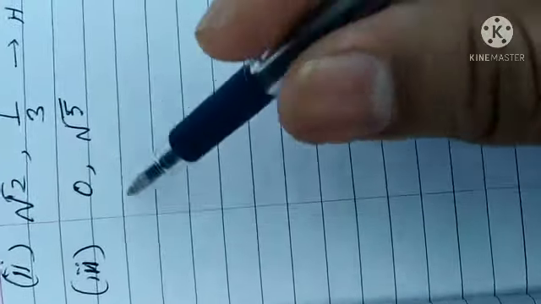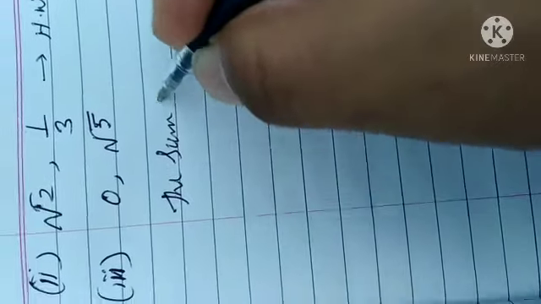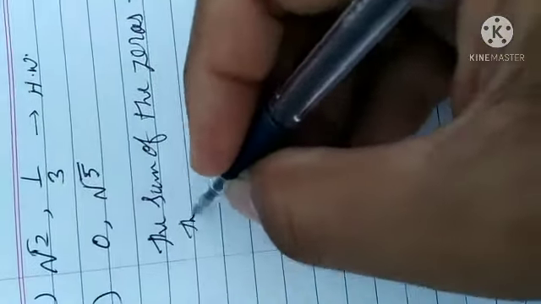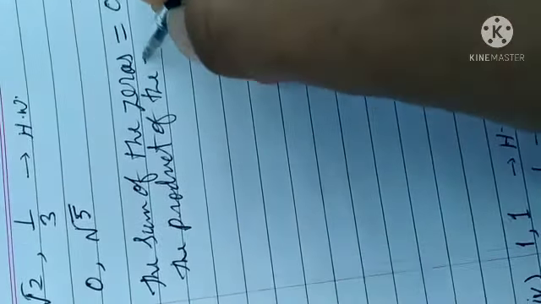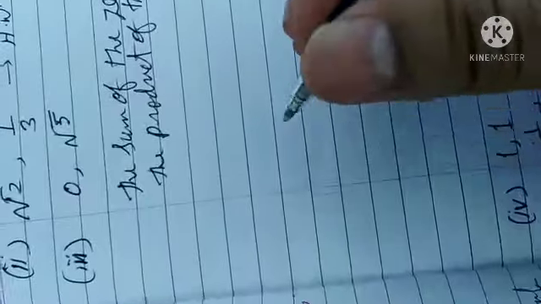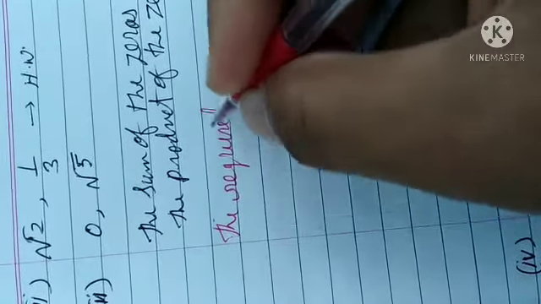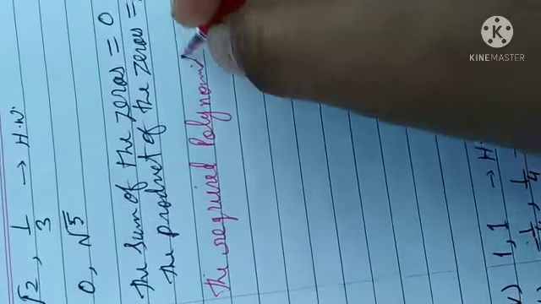Third part, it's very simple, easy. What do you write down first? The sum of the zeros is equal to 0, it is given, and the product of the zeros is equal to under root 5. Now again, what do you write down? The required polynomial, we require a quadratic polynomial.